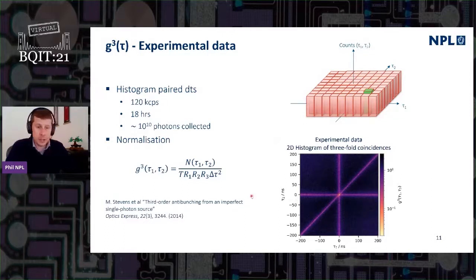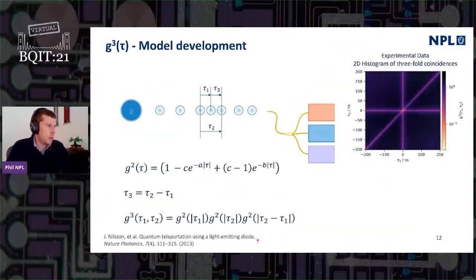So this normalization procedure has been reported previously, Matty Stevens in 2014, and it's a similar one. So we divide the histogram by the product of the 3 rates now, and the bin area in terms of time area, and we get it down to a G3 function. So again, we want to try and find out what's going on here, and we sort of follow the example set in this paper here.